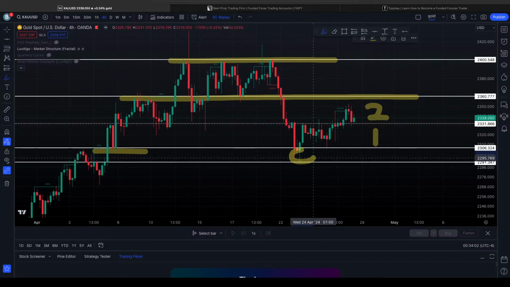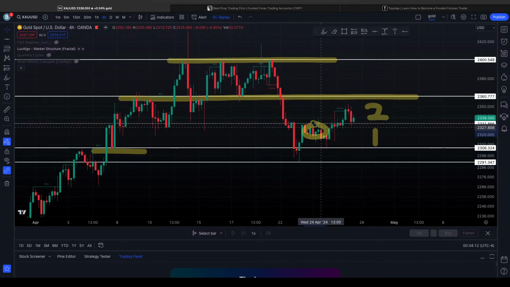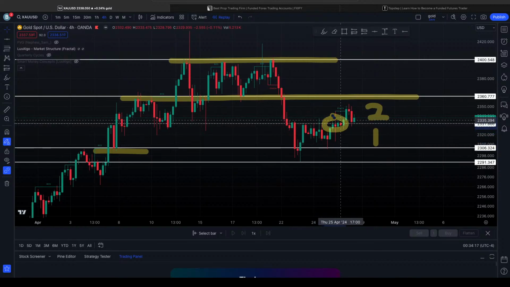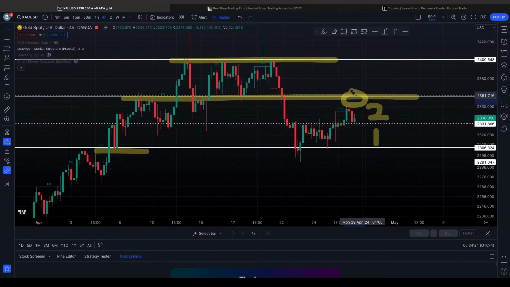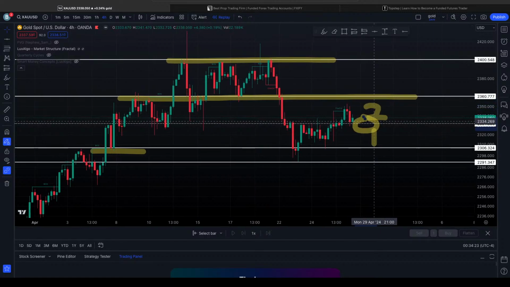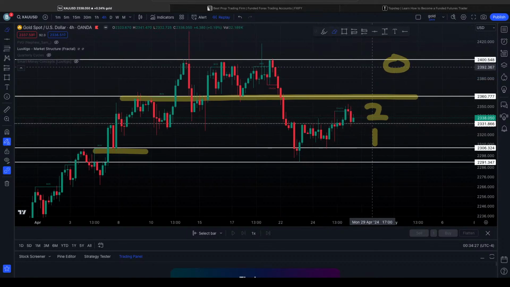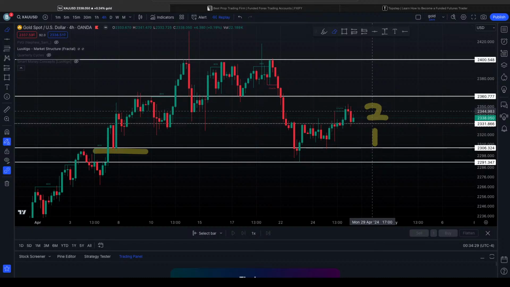So as you can see, there was a range 1, a range 2, we tapped it and then came back up to range 1's high, came back down, tapped the low, came back up, closed above. Now what most likely will happen is we'll tap these highs, come back down here, then go back up if that's the case. So that's kind of my idea of what I have so far right now.